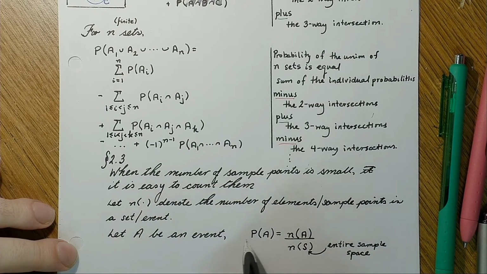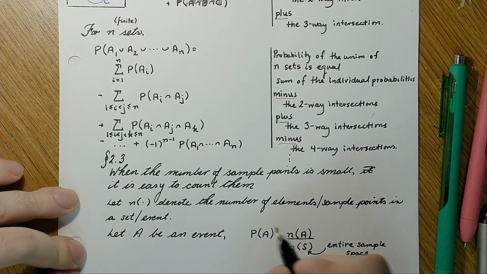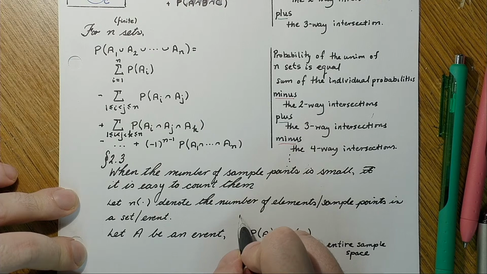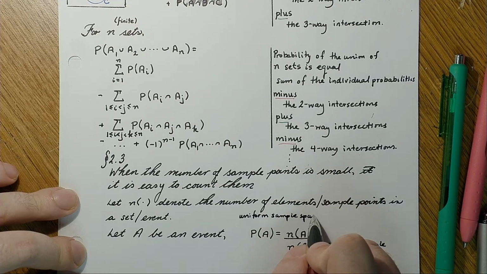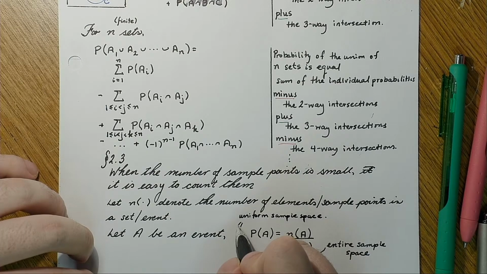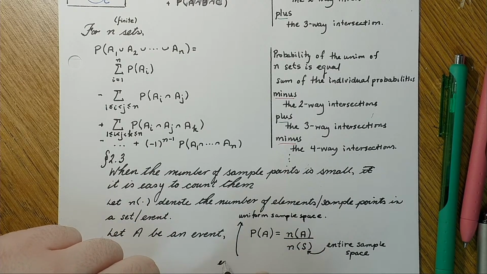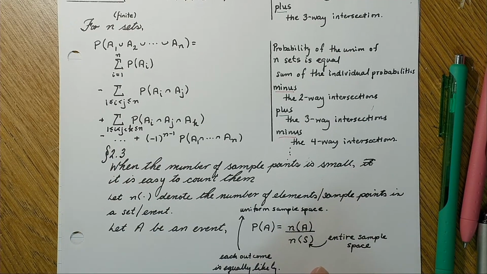And then I let A be an event, so the probability, again, if this is a uniform sample space, and uniform meaning that each outcome is equally likely, then all you have to do is count the number of elements in A and divide by the total number of elements in the entire sample space.